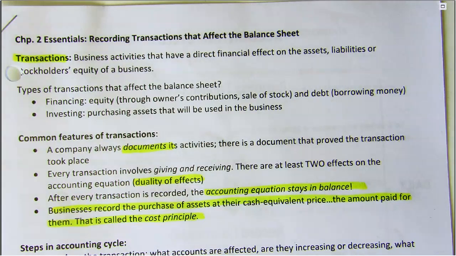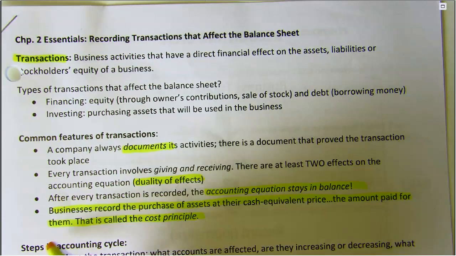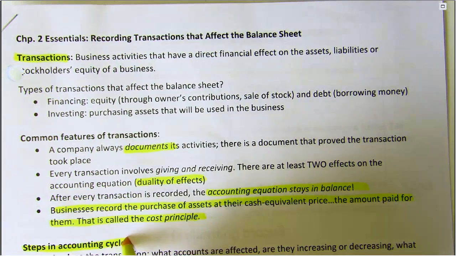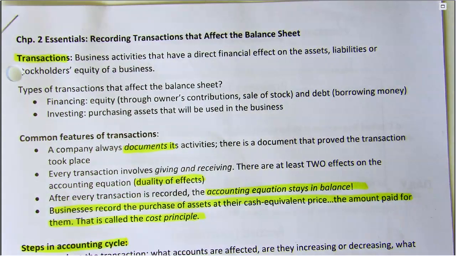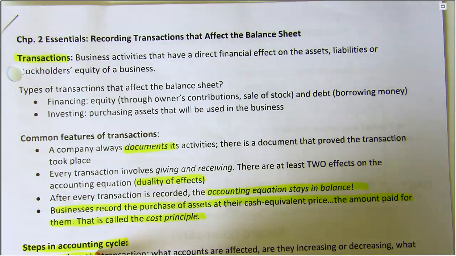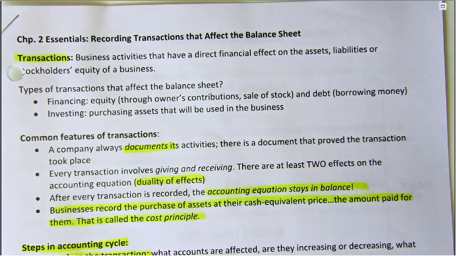Now we're going to dip a little bit into Learning Outcome 2-2 right now, so I can just give you an overview. There's basically 3 steps to getting information into our accounting records. The first thing we do is we analyze transactions. Remember, transactions are business activities that have a financial effect on the assets, liabilities, or stockholders' equity of a business. Not all business activities are transactions.